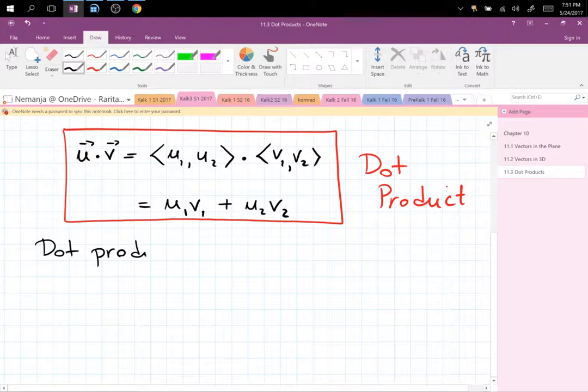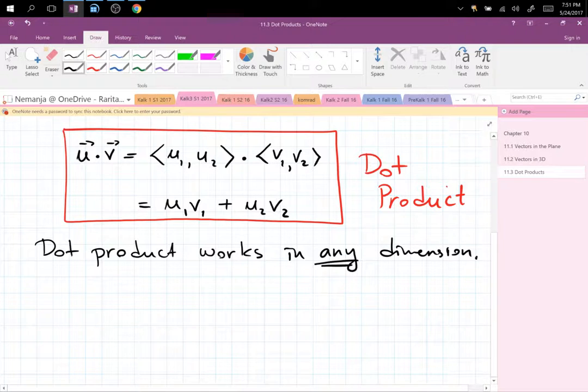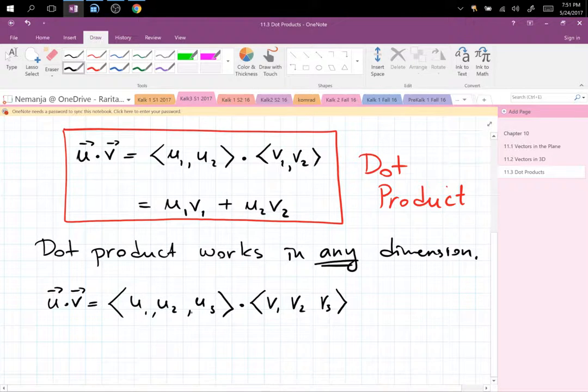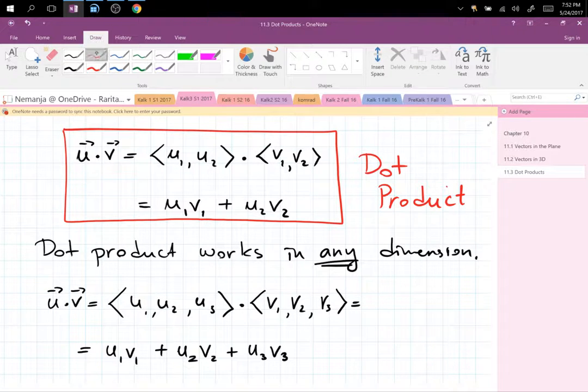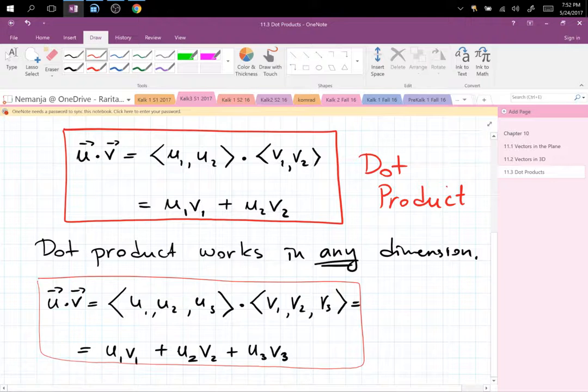The dot product works in any dimension, which means that we can do this also if u and v were three-dimensional vectors, to get, again, the same u1 v1 plus u2 v2 plus u3 v3. So that's your 3D version of the dot product.